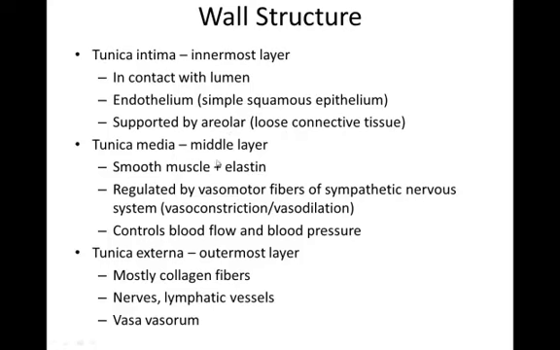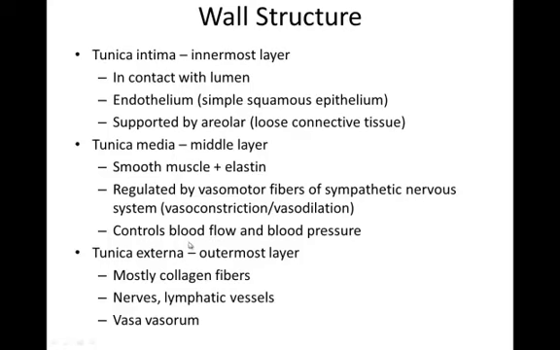The tunica media layer, or the middlemost layer, is made of smooth muscle and also elastin fibers for elasticity. And because it's made of smooth muscle, this layer is going to cause our blood vessels to constrict or to dilate. This layer is innervated by fibers from our sympathetic nervous system, and these fibers tell this layer to either constrict or to relax. And so this layer controls our blood flow.